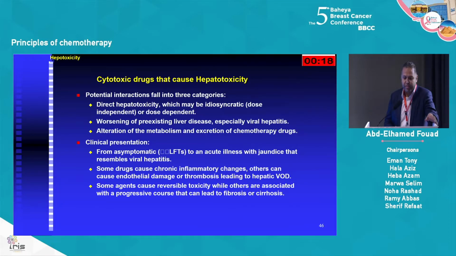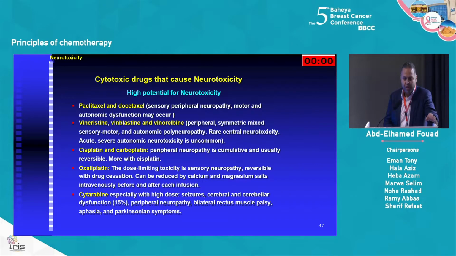The clinical presentation of a patient with hepatotoxicity may be asymptomatic with just an increase in liver functions, or an acute illness like jaundice resembling viral hepatitis. Some drugs cause chronic inflammatory changes. Some drugs have reversible toxicity, and others have irreversible toxicity with progression to liver fibrosis and cirrhosis.